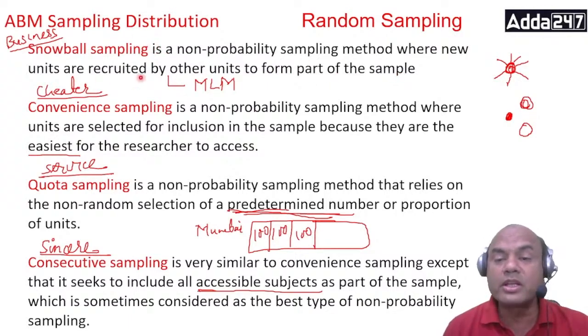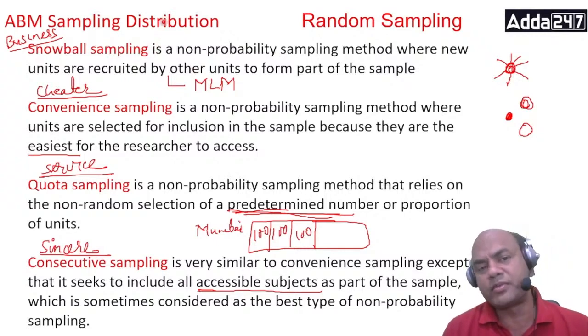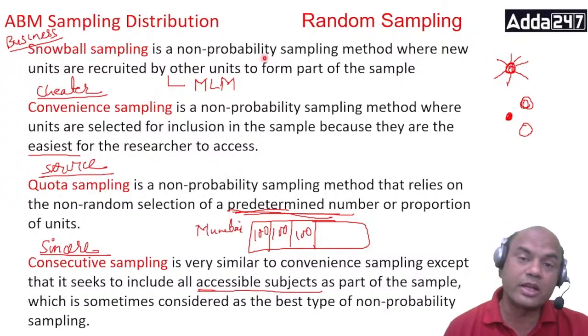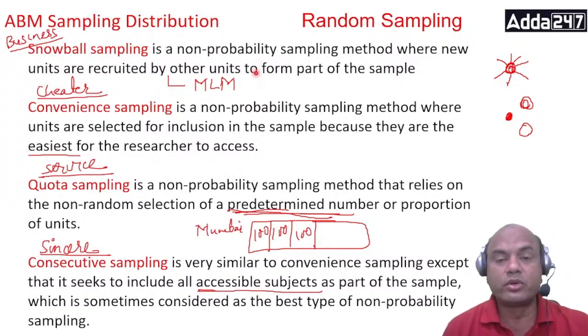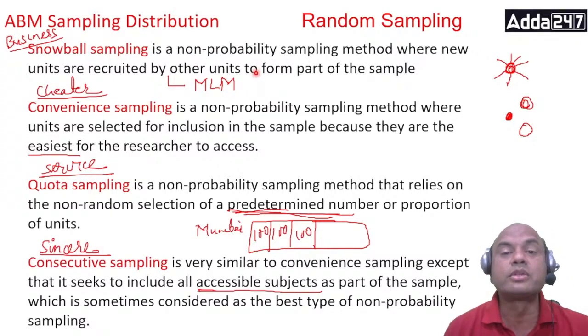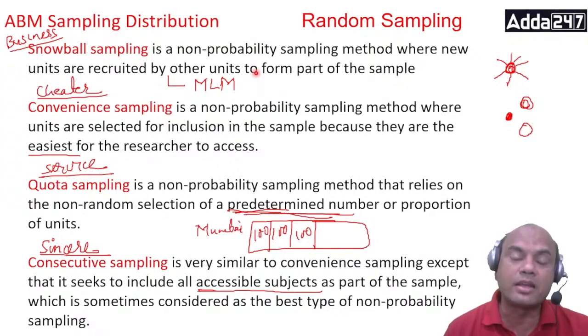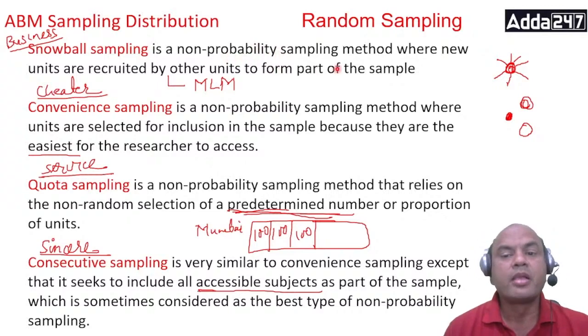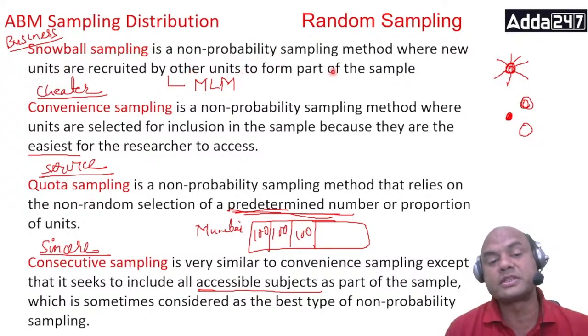This snowball is asked every time in the exam, every time. This is similar to MLM, multi-level marketing. You know that, no? You do one person, then that person will do three persons, those three will do again three, goes on and on and on, right? So that is the same way, where new units are recruited by other units to form part of the sample.